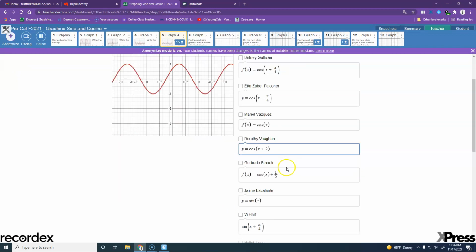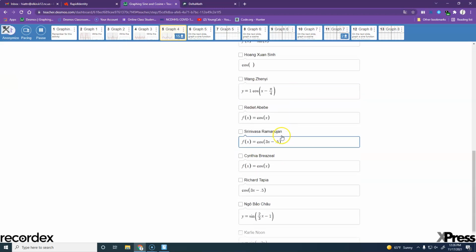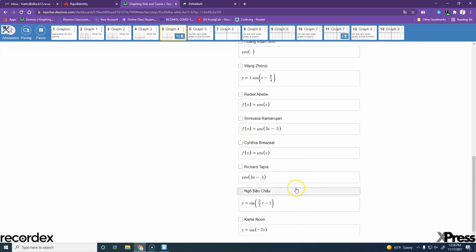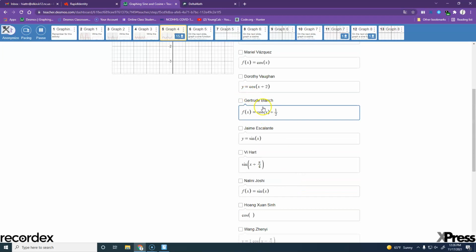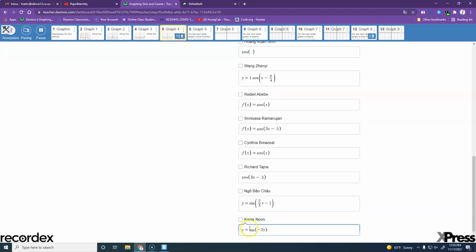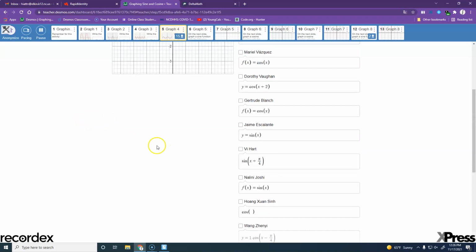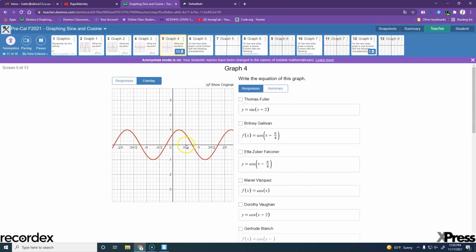Midline is here, so we should not have anything added to the end, which I don't think we have anything added to the end except for Gertrude, who's messing with hers a little bit. And we should have an amplitude of 1, which looks like everybody does. Wayne here actually put 1 there. Is that necessary? No, but it doesn't hurt for it to be there. So that looks good.